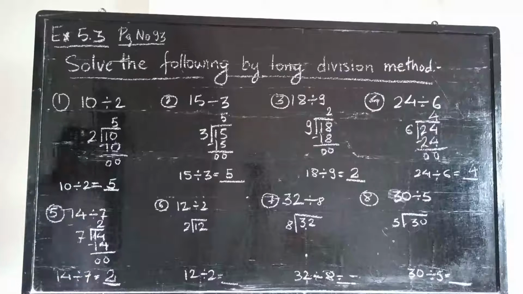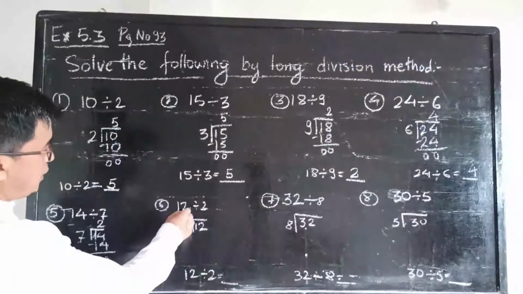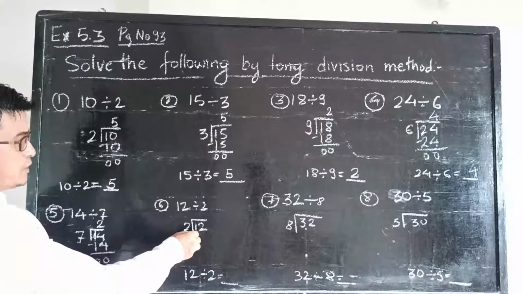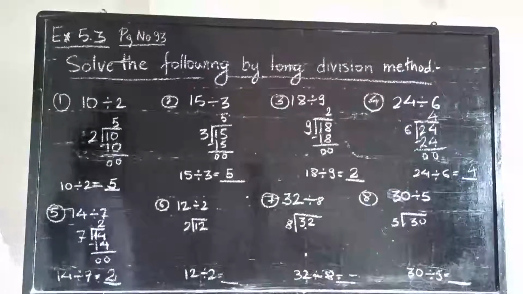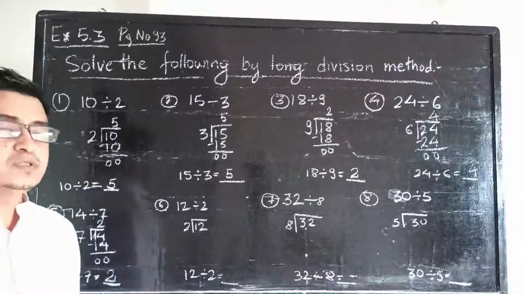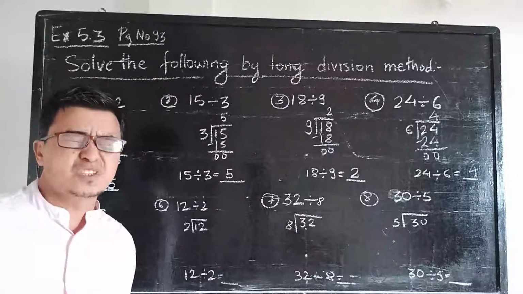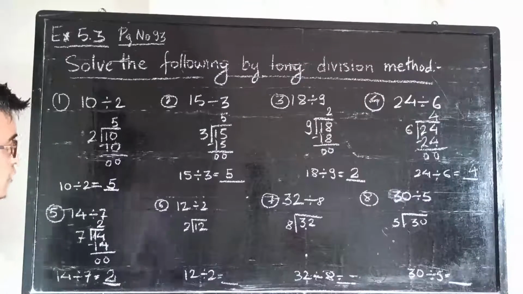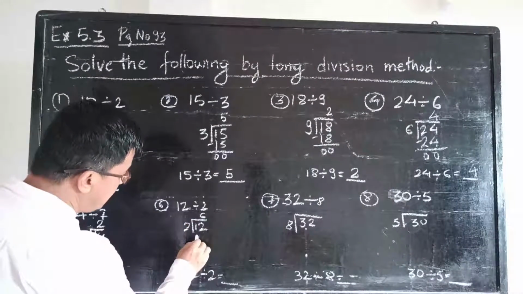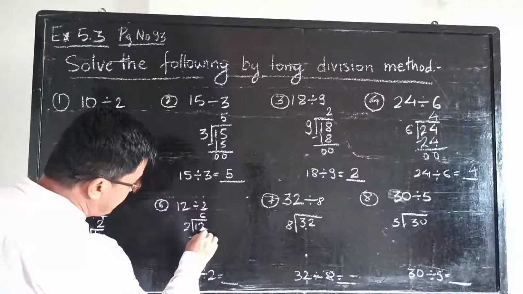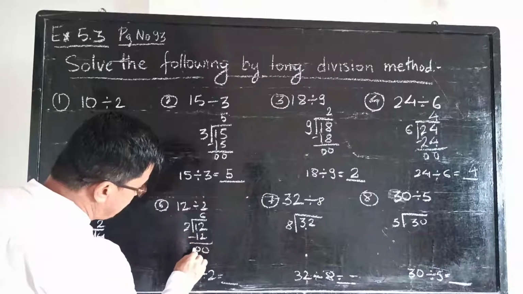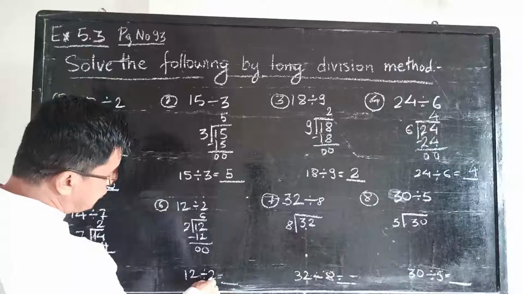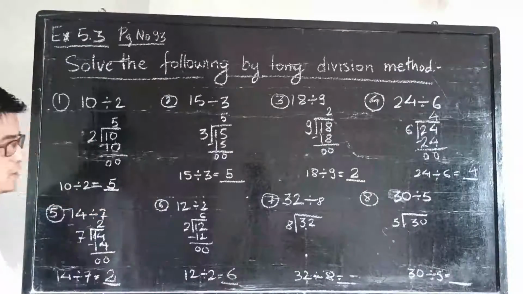2 is the quotient. Now 12 divided by 2. Now you cannot take this 1, you have to take both, because 1 is smaller than 2. 2 ones are 2, 2 twos are 4, 2 threes are 6, 2 fours are 8, 2 fives are 10, 2 sixes are 12. 2 minus 2, 0, 1 minus 1, 0. The quotient is 6. 12 divided by 2 is equal to 6.